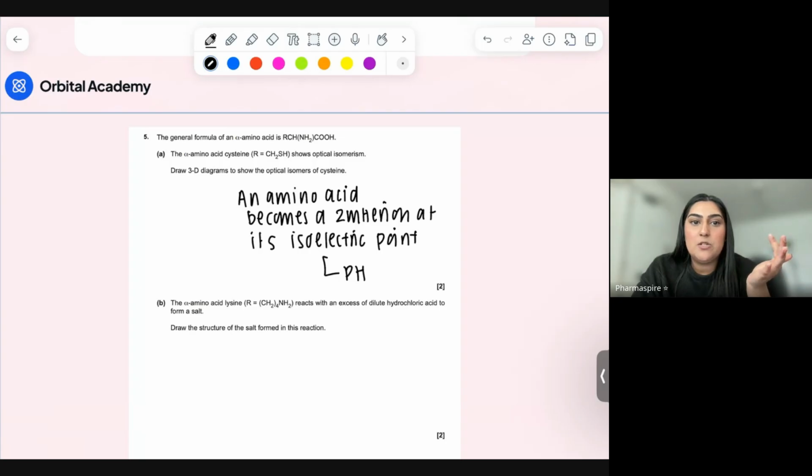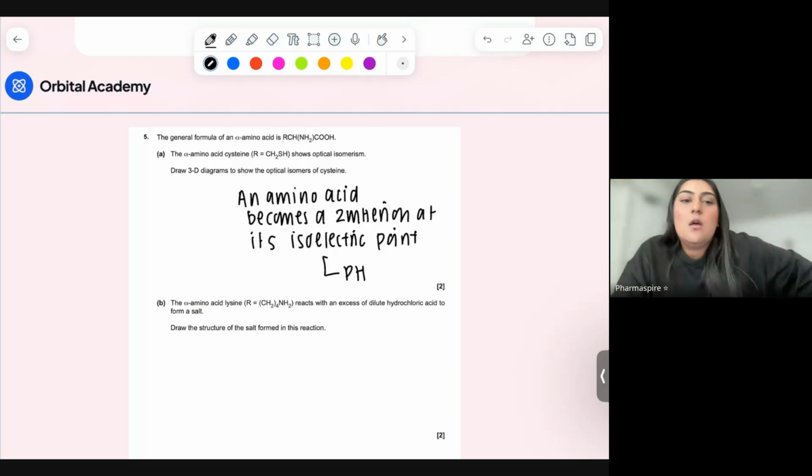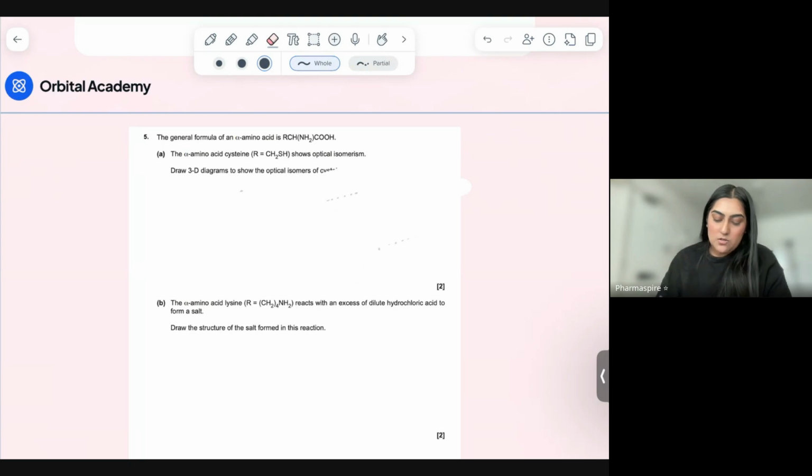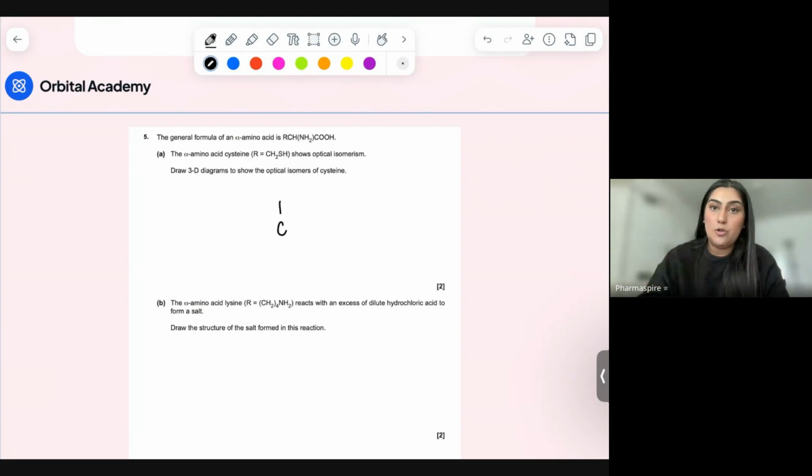Everyone stresses about 3D diagrams, with the wedges and the dashes. I'll show you what it generally would look like. So let's draw cysteine and go from there. Generally you have your carbon in the middle. Your R group is normally straight at the top. So you have CH2SH, okay? Then you have COOH, NH2, and H, right? Which one's the least priority?